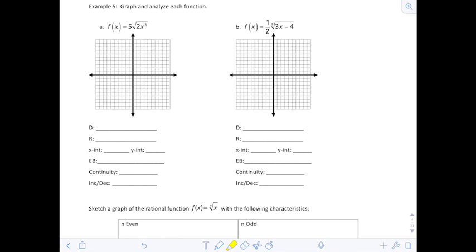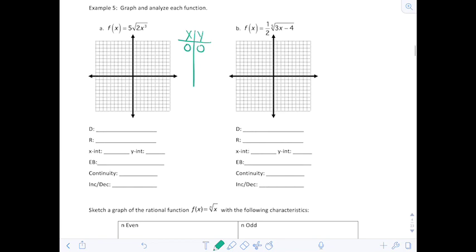Example A, f of x equals 5 times the square root of 2x to the third. With this one, a square root function, we again have a positive root. So I'm going to plug in some values. I can absolutely plug in 0, and I will get 0. I can plug in 1, but that's not going to give me a perfect square. I'm going to actually plug in 2.